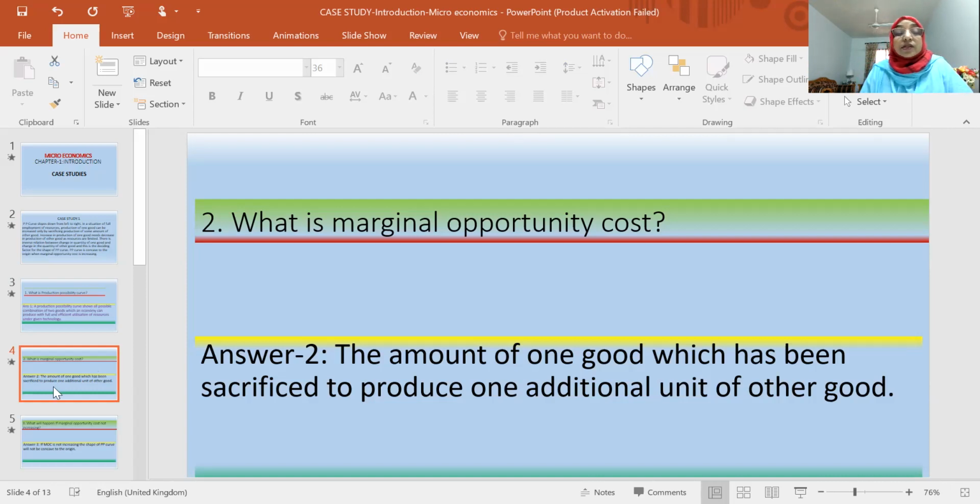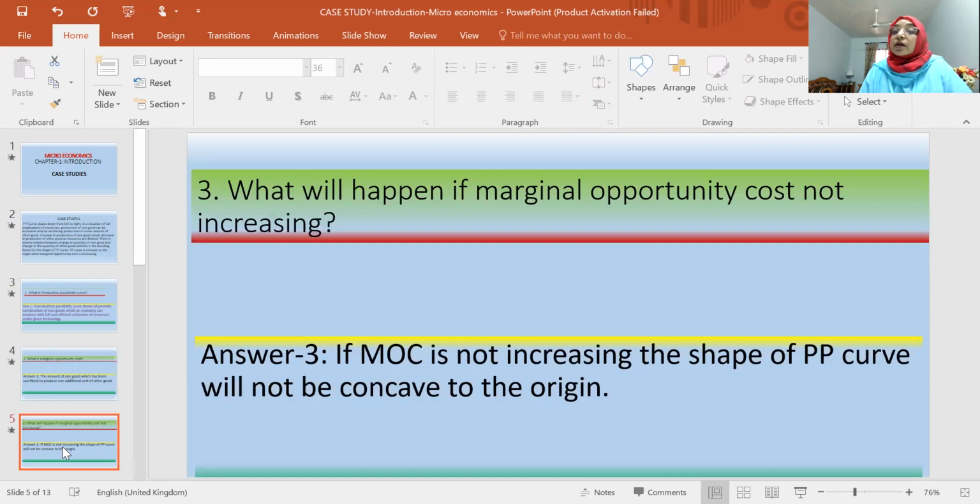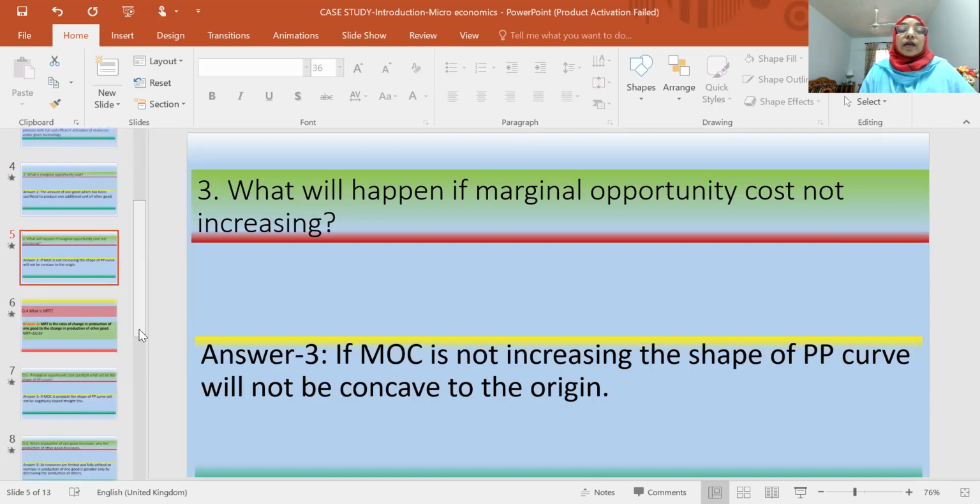Marginal opportunity cost is also known as MRT, marginal rate of transformation. The next question which can be asked is, what will happen if marginal opportunity cost is not increasing?